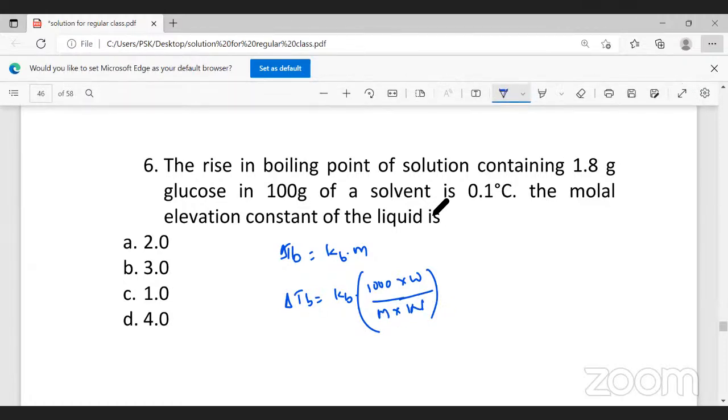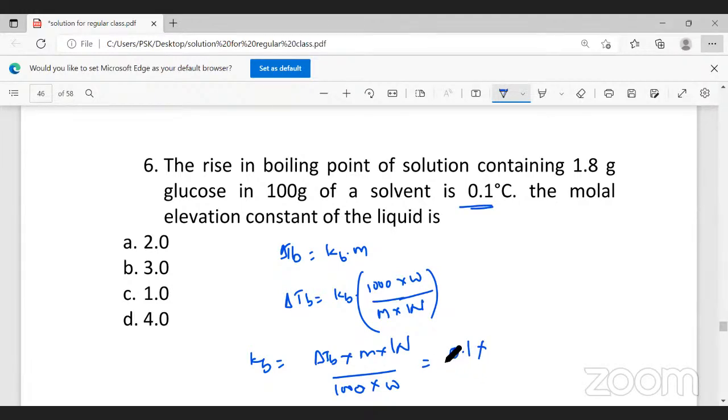What is given? We want Kb, right? So Kb will be equal to delta TB into M into weight of the solvent divided by 1000 into weight of the solute. Delta TB they have given, the elevation is 0.1 degrees Celsius.